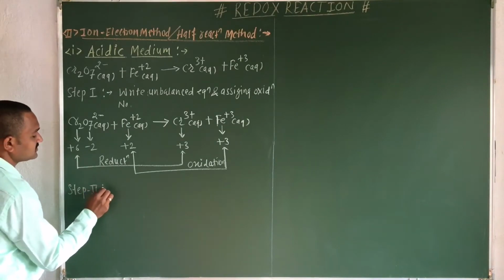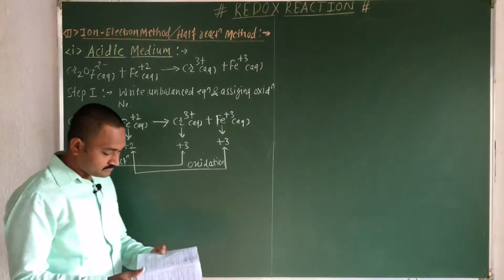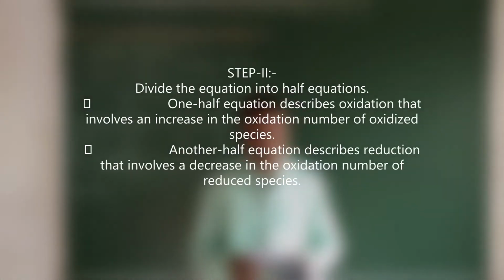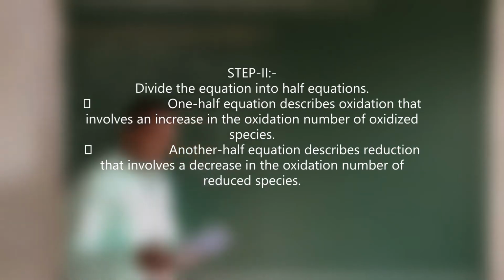So what about step number 2? Step number 2 says divide the equation into two half equations. One half equation describes the oxidation, which involves an increase in the oxidation number of the oxidized species, and the second half equation describes the reduction, in which there is a decrease in the oxidation number of the reduced species. So now let us apply.